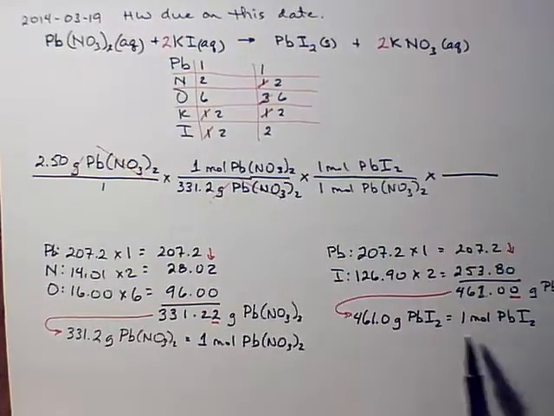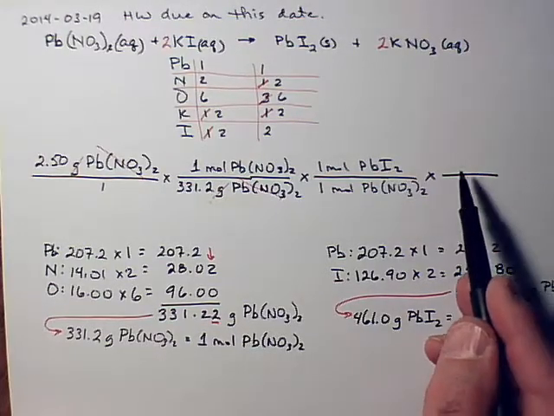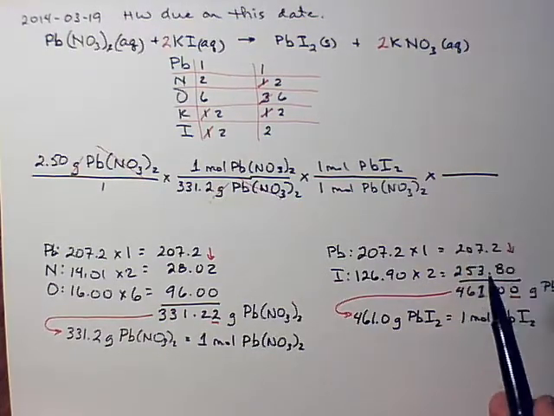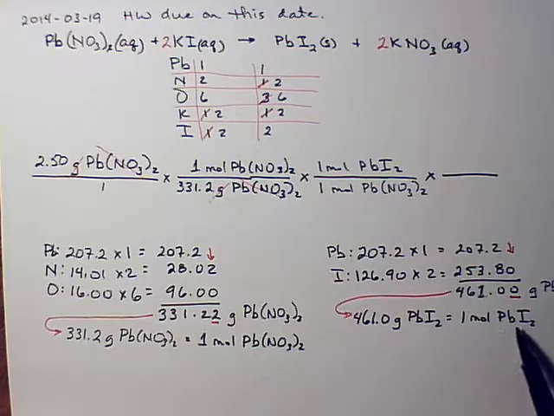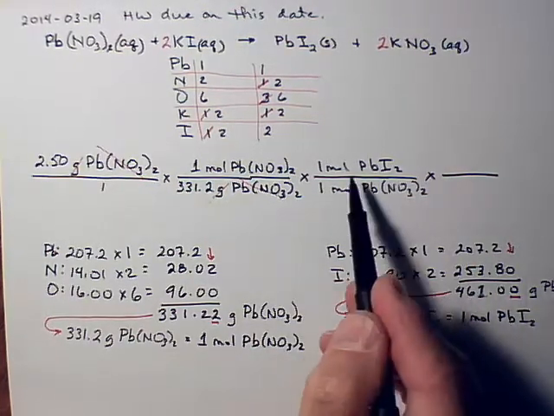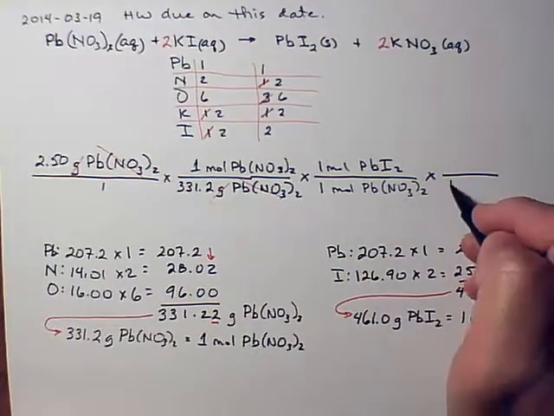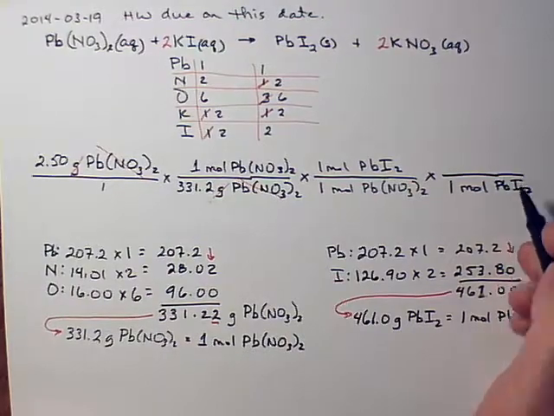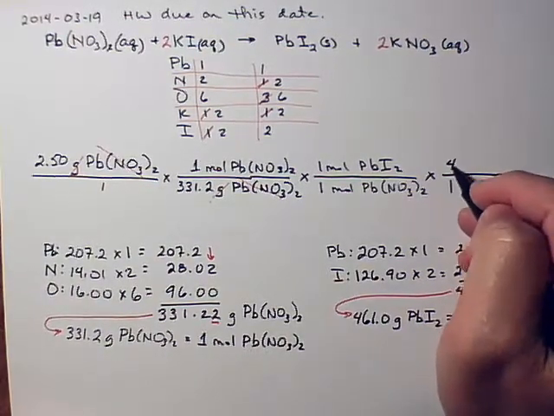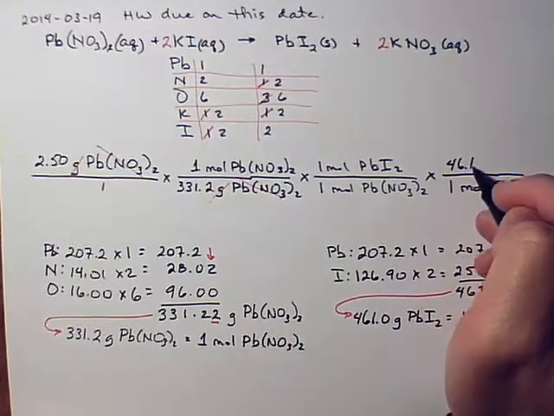Okay? Now that I have an equality statement, I have the building blocks, if you will, of a molar ratio up here. I'm going to put moles on the bottom this time so that I can cancel the moles on the top I have here. And I'm going to put the mass on the top, and that's going to leave me with mass, which is what I want to have.